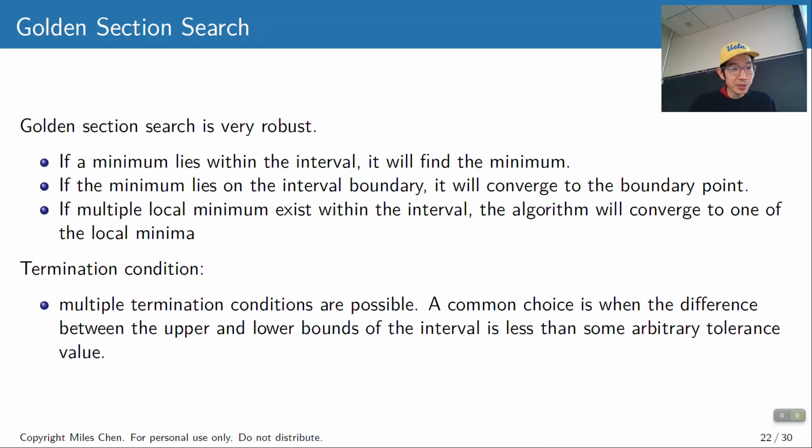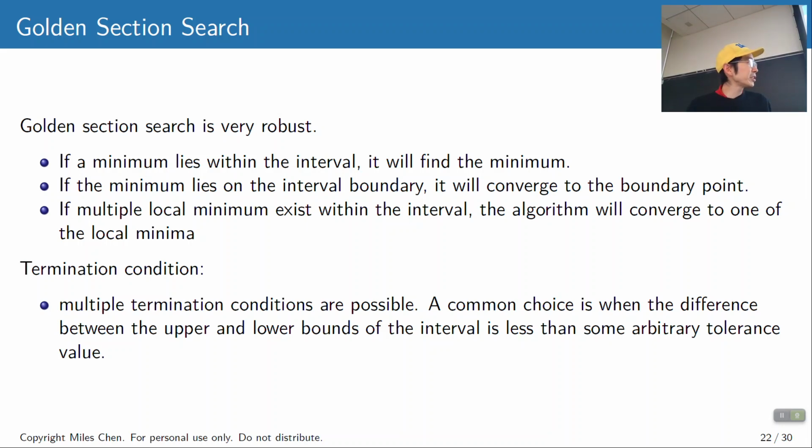So golden section search, it says golden section search is very robust. If a minimum lies within the interval, it will find the minimum. If the minimum lies on the boundary of the interval, it will converge to the boundary, right? Okay, and if multiple local minimums exist, it will find at least one of those things, okay?